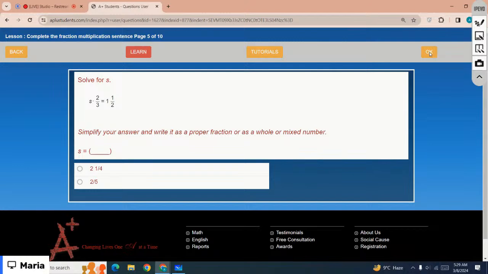S times 2 over 3 equals 1 whole 1 over 2. So, which is the correct option? That is 2 whole 1 over 4.